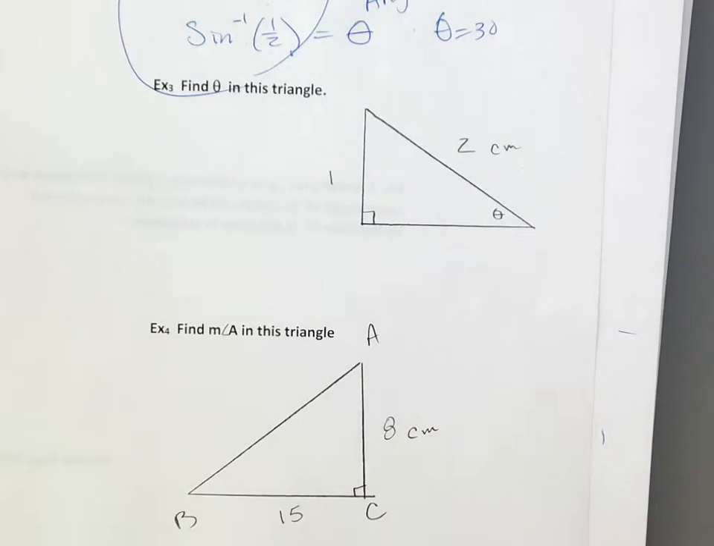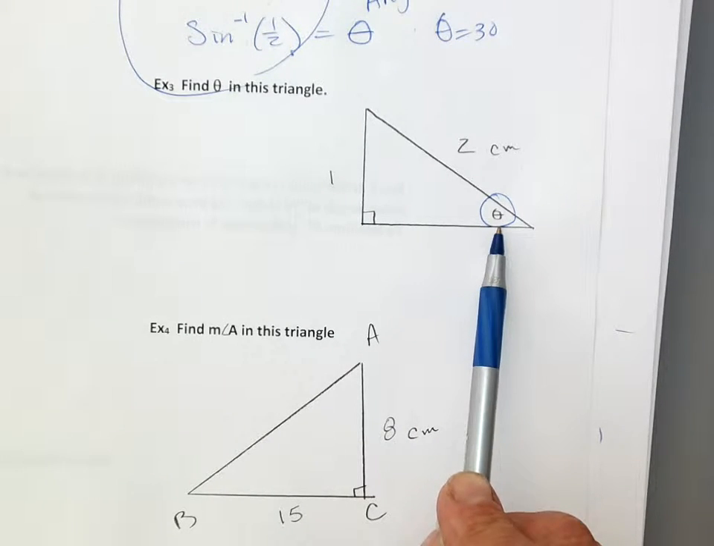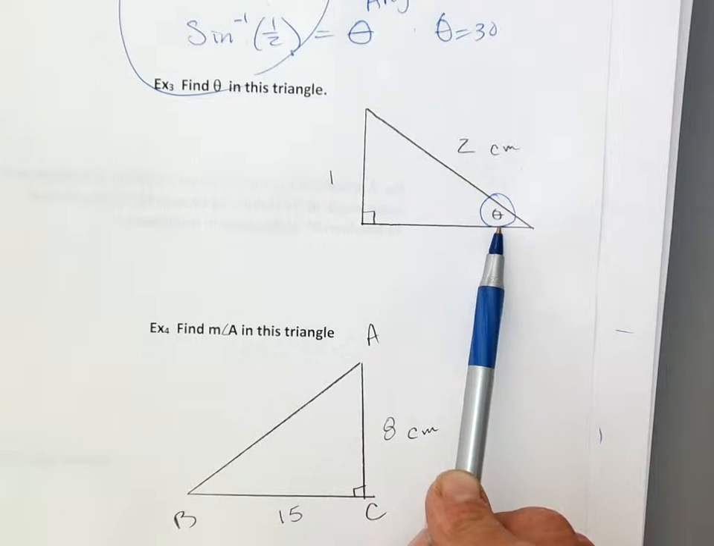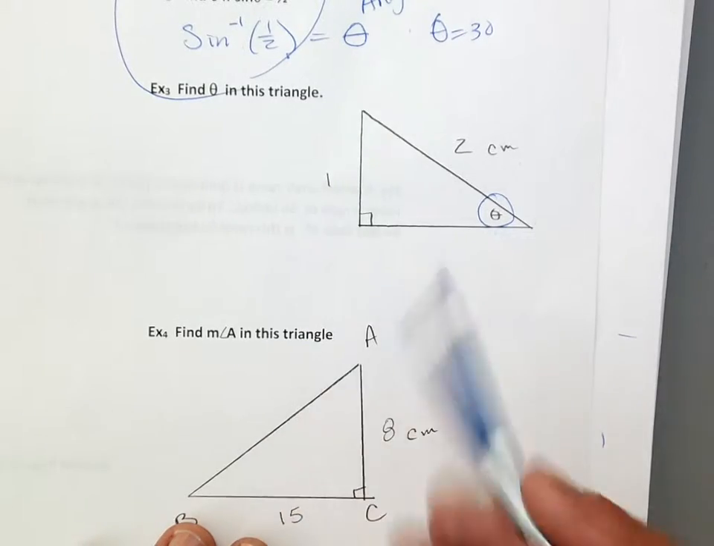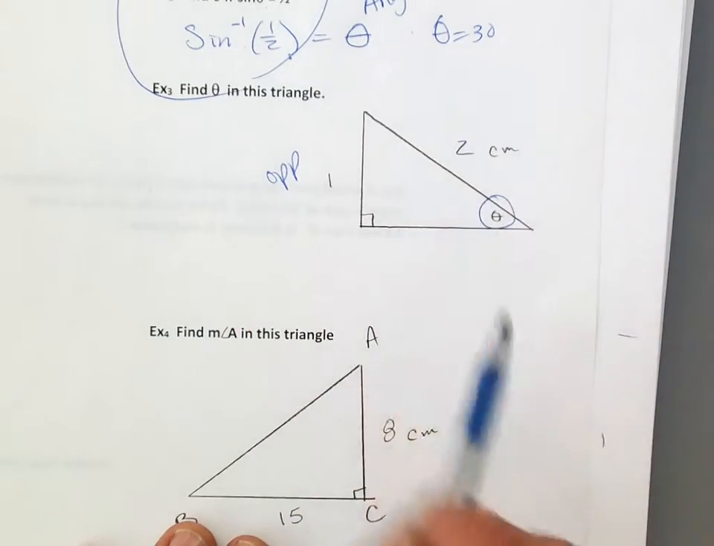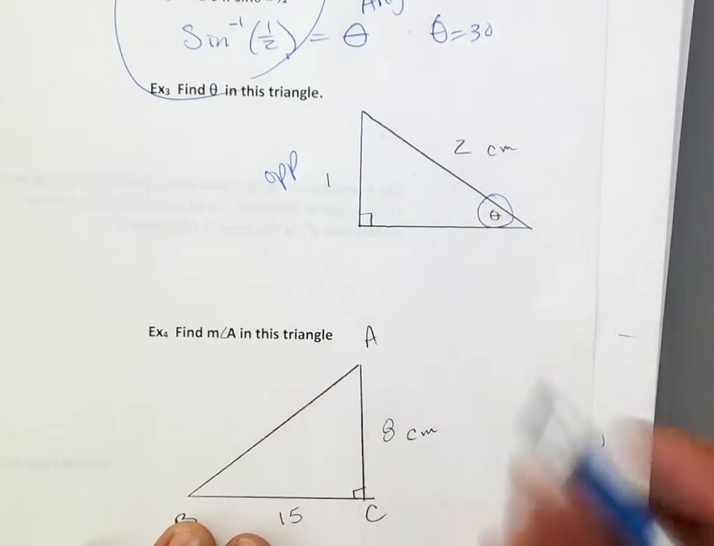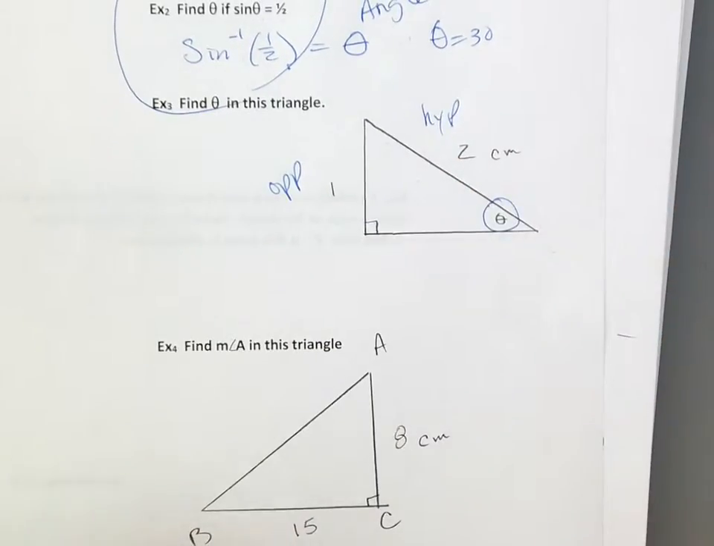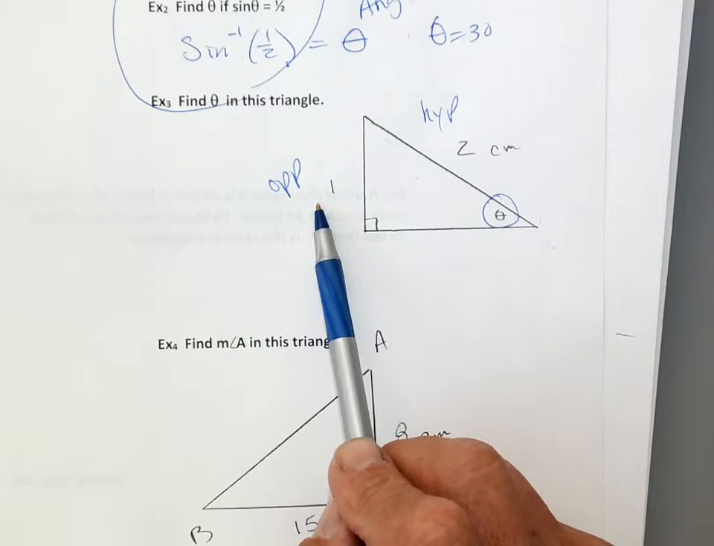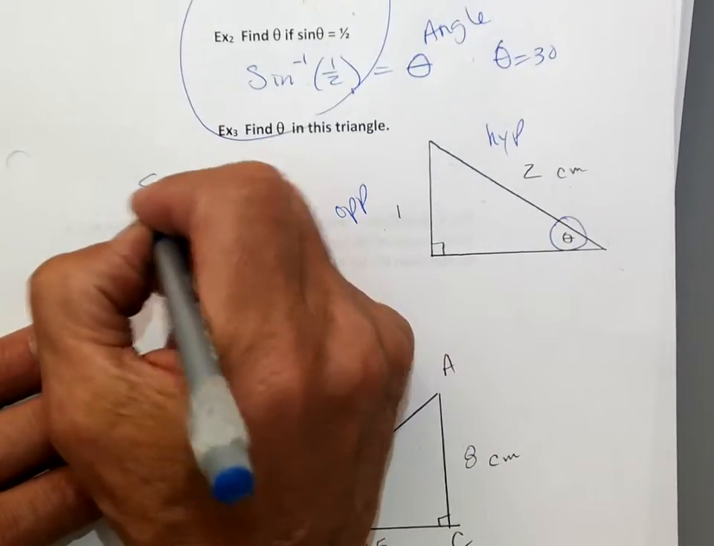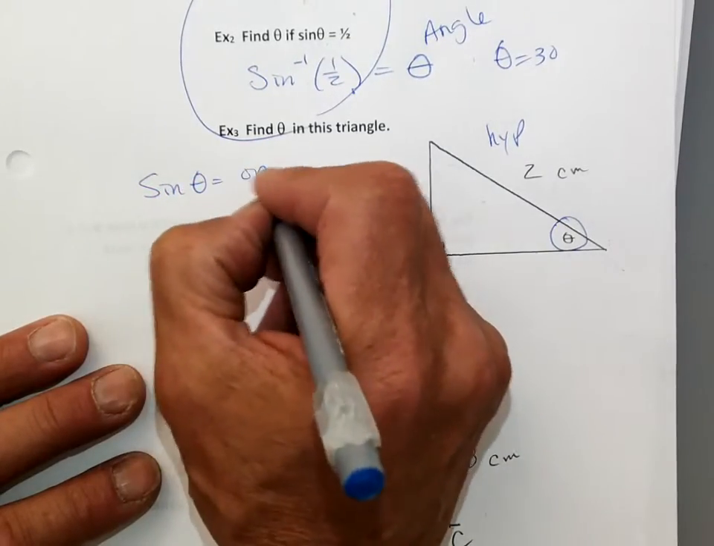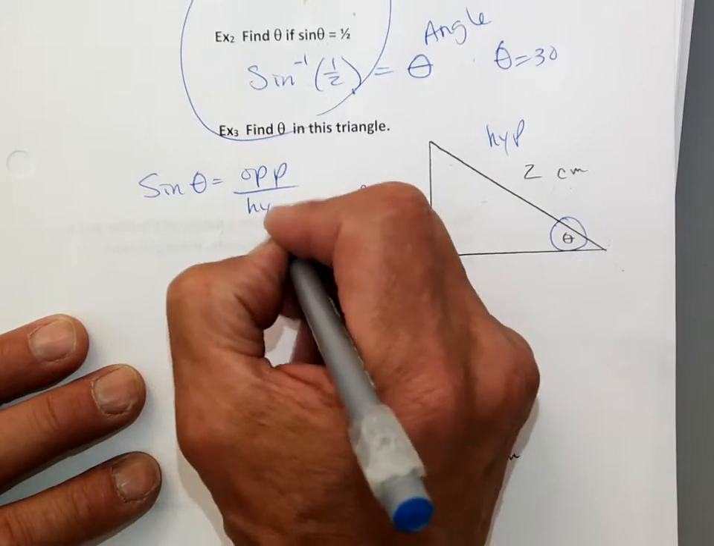So let's look at example 3. I want to find theta. Now let's do some trigonometry. Here's my angle. Always start with your angle. So what's the name of this side? That's the opposite. And this one is the hypotenuse. If I'm going to use the opposite and the hypotenuse, sine theta equals the opposite over the hypotenuse.